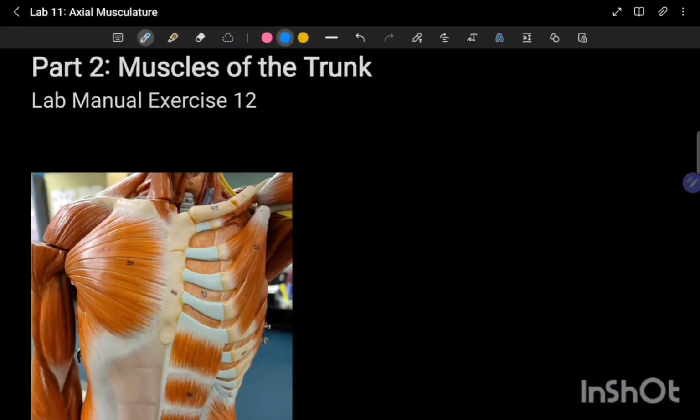Okay, so hopefully you had a little break, got a snack, hydrate, because we're coming back to muscles of the trunk, and we're gonna knock this out, and that will be it for the axial musculature. So let's start with our muscles of the anterior abdominal wall. Anterior abdominal.